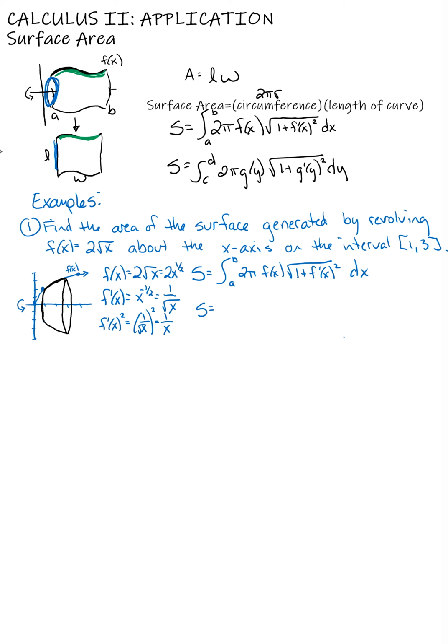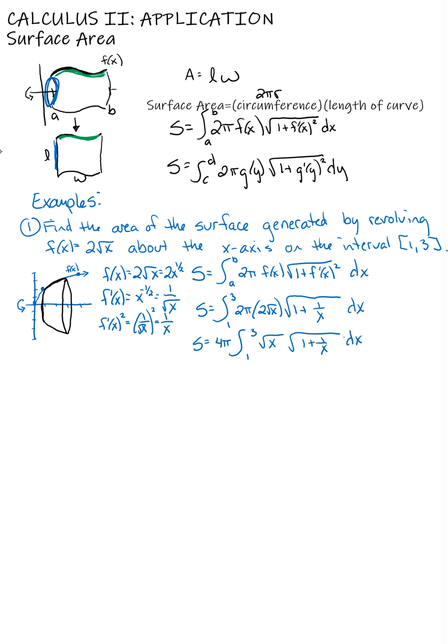Okay, so back to our formula to find the surface area, we're going to integrate. In this case, our x values go from 1 to 3, so we're going to integrate from 1 to 3 of 2 pi times f of x, well, that's 2 square root of x, times the square root of 1 plus f prime of x squared, well, that was just 1 over x, dx. All right, let's see. We can do a few things. I'm going to go ahead and factor out the two 2's and the pi. So that's going to give me 4 pi times the integral. Still have the square root of x, still have the square root of 1 plus 1 over x in that integrand.